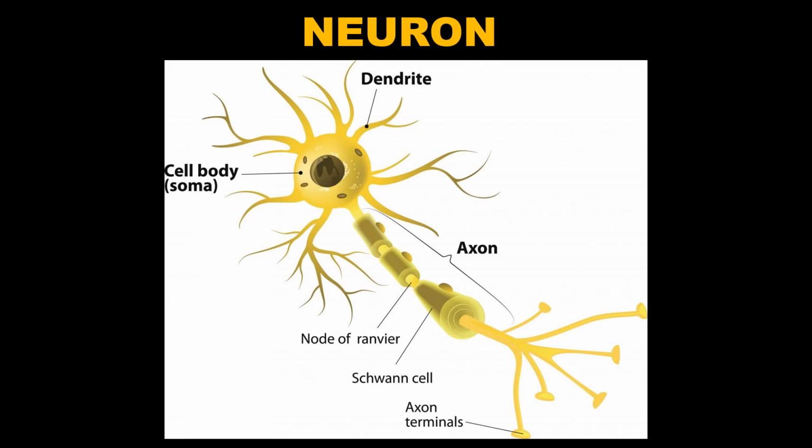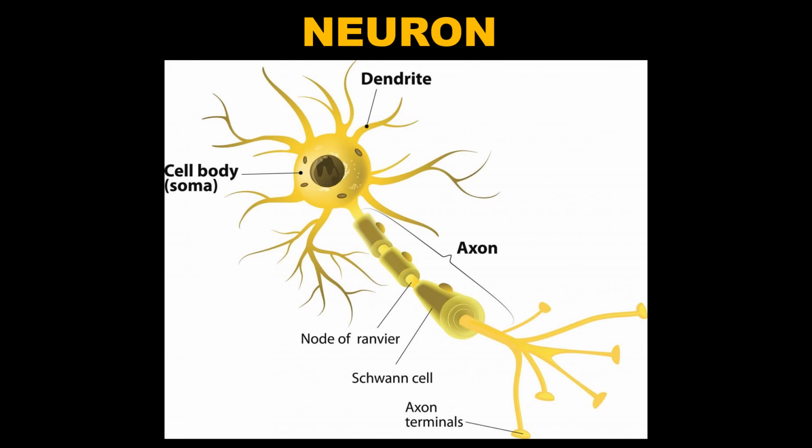So, going back, a neuron has three parts. We have the cell body, which is sometimes called soma. We have the dendrite, and we also have the axon. Now, the cell body contains, obviously, the nucleus. As with any other cell, the nucleus of the neuron is the source of information for gene expression.